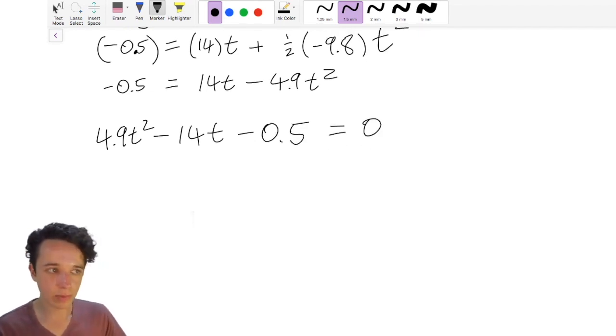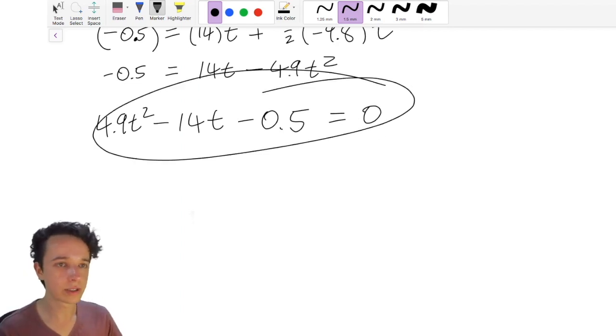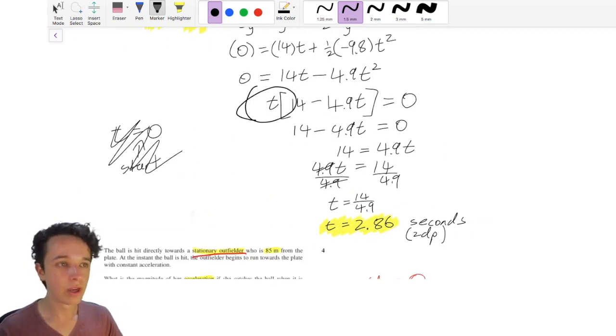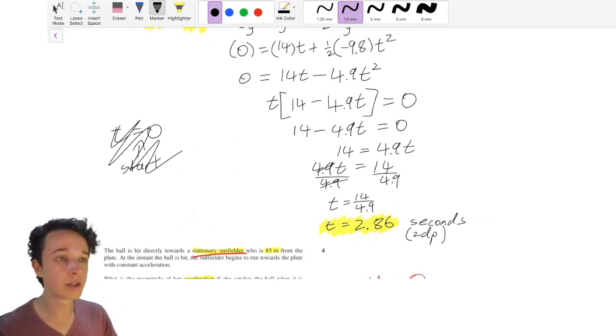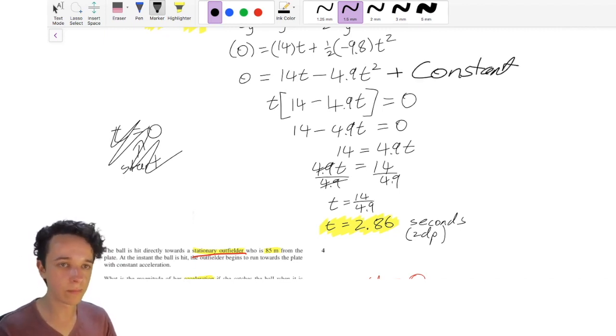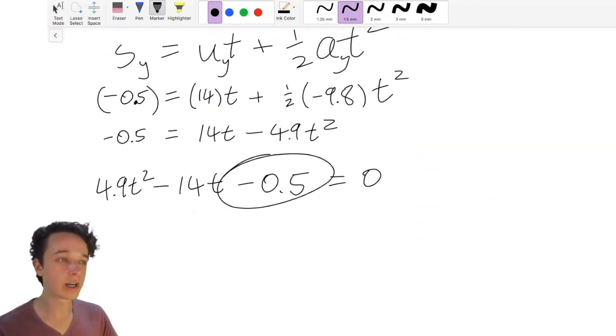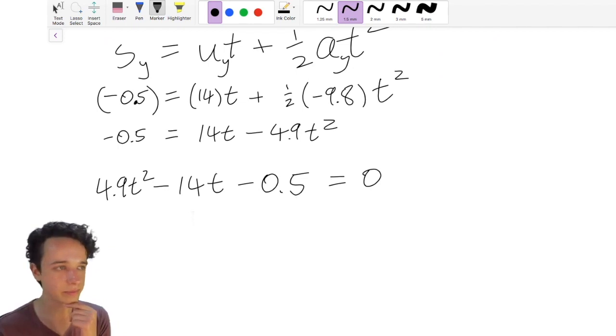Now in the previous question, we had something that looks similar to this. And what did we do? Well, we factorized a t out. The reason we could factorize a t out is because we didn't have some extraneous number here. We didn't have a constant term on the end that was preventing us from factorizing. This time we do have a constant term, the negative 0.5. So we can't actually factorize out a t.